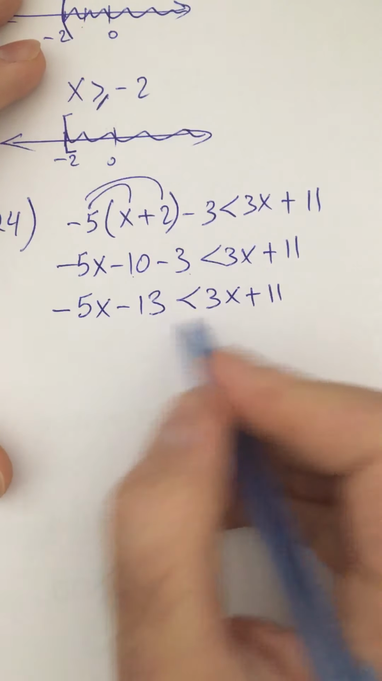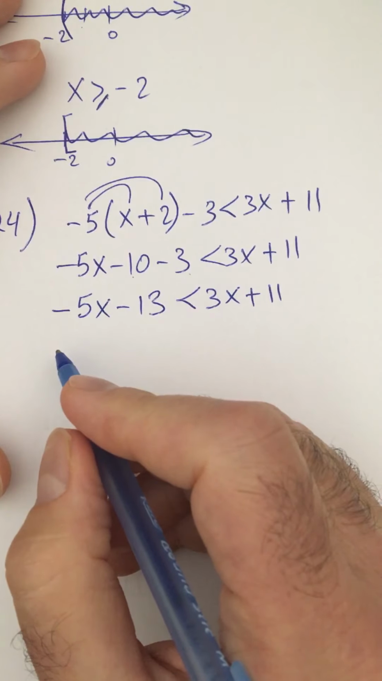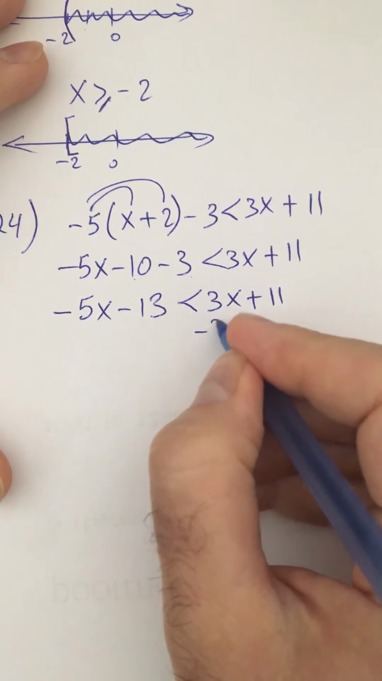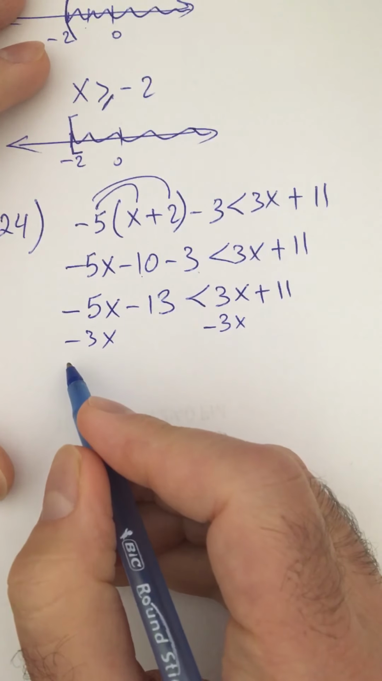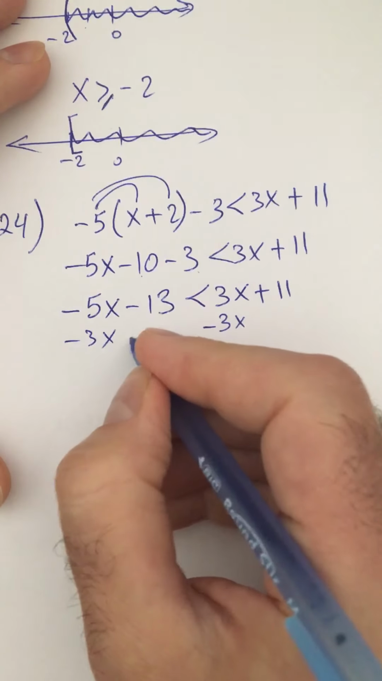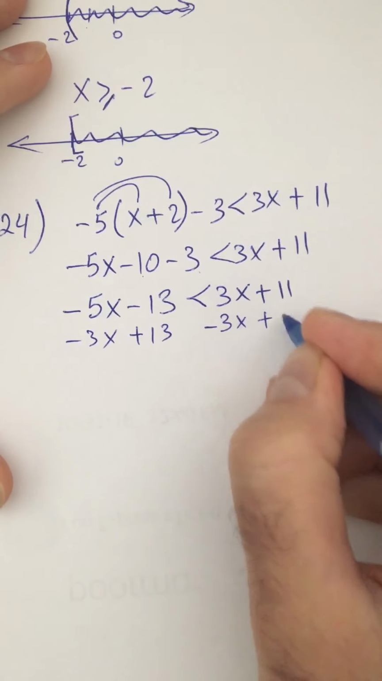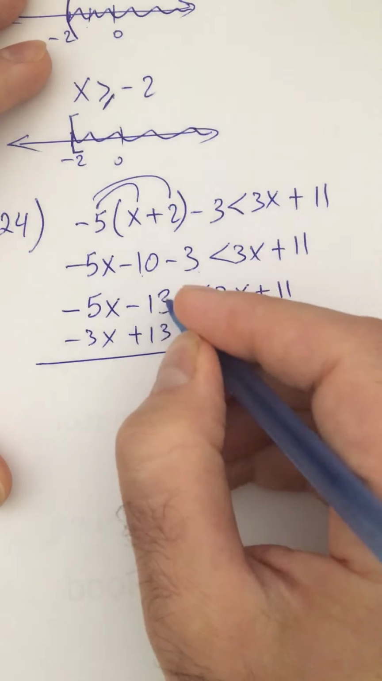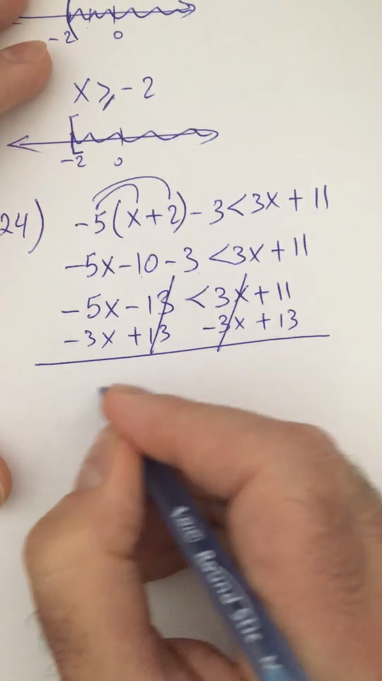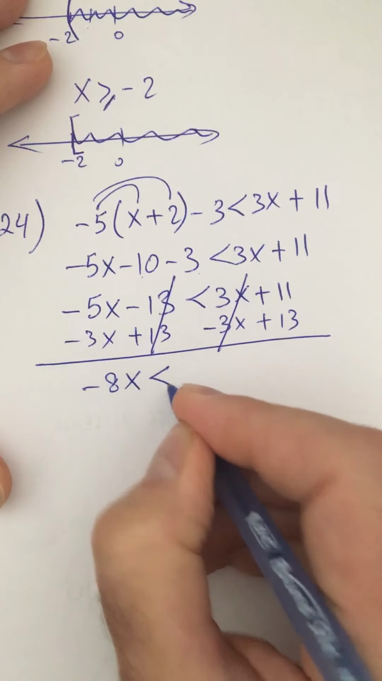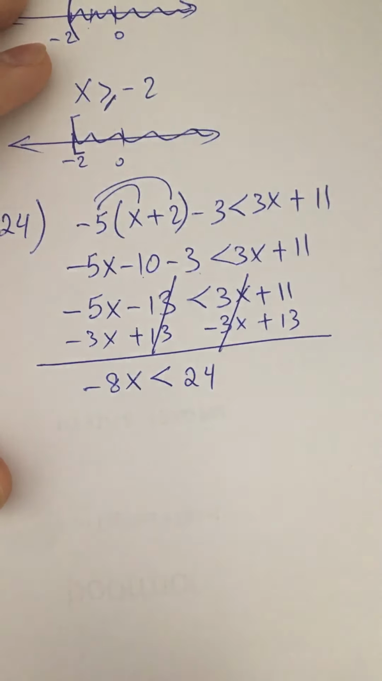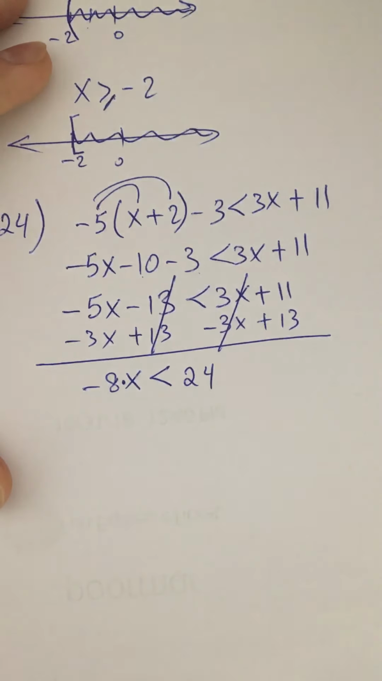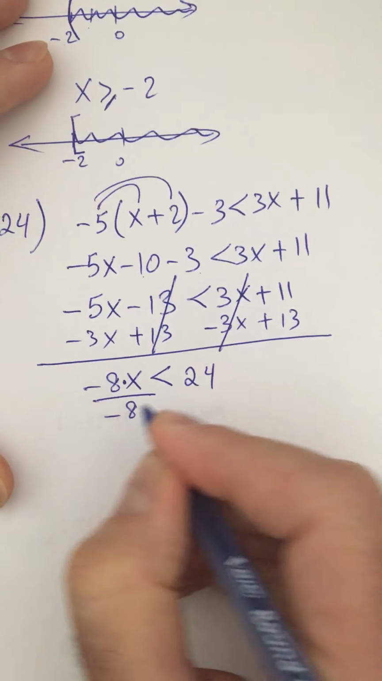I'm going to move all the x's to the left side. You don't have to, but people are more used to that. Since I moved all the variables to the left, I'm going to move all the constants to the right. So I did it all in one shot. So these guys cancel out, so I get -8x less than 24.